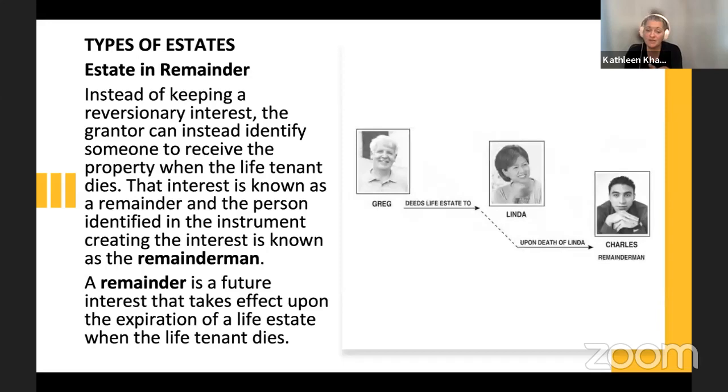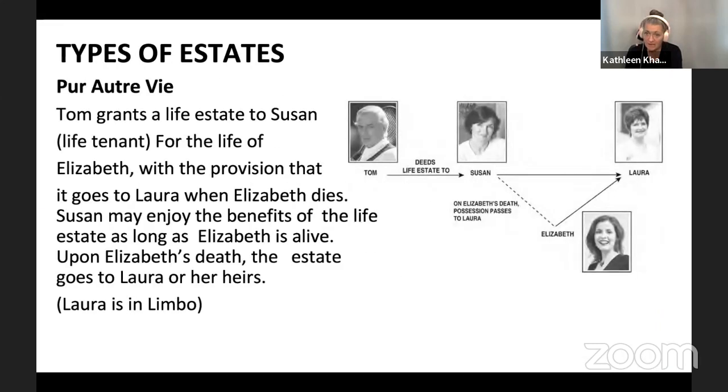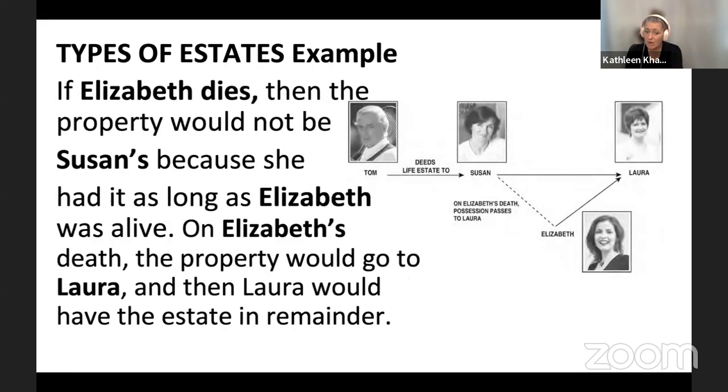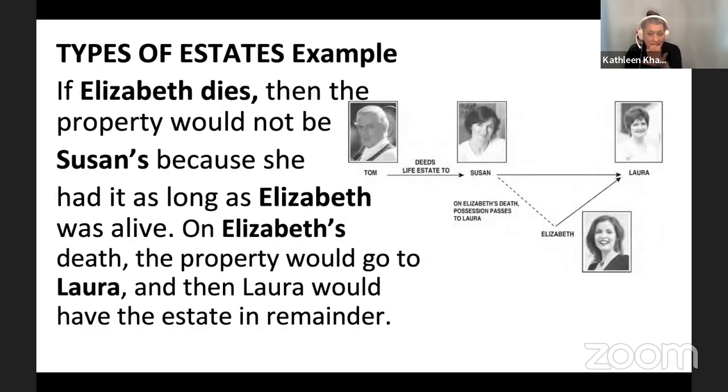So an estate in remainder, here's another example. So we were just talking about pur autre vie in detail just now, right? Pur autre vie is where Tom is like, hey, Susan, you can live here on Elizabeth's life. And when she passes, Laura, the property's yours or your heirs. So Laura is in a state of remainder. She's standing in remainder. Once she receives the property, she has an estate for remainder, an estate in remainder. But she has the whole kit and caboodle. She doesn't have to do anything for any other people because everybody else has already lived their best lives, right?